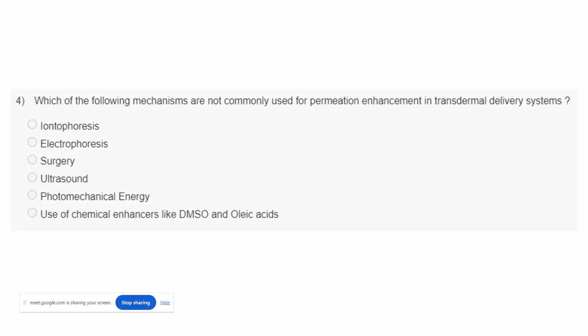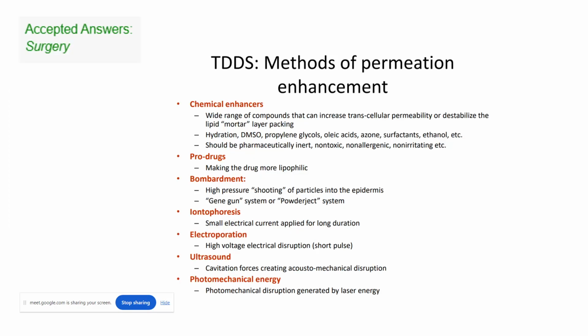So the next question, which of the following mechanisms are not commonly used for permeation enhancement in transdermal delivery systems? And from these options, surgery would be the correct answer. All the other options, iontophoresis, electroporation, ultrasound, photochemical energy, bombardment, and chemical enhancers like DMSO, all of these are involved in enhancement of permeation of drug when administered through transdermal delivery.